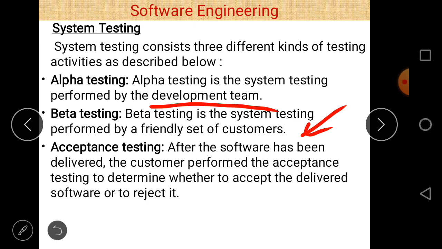The developer cannot be able to find all errors because he knows the functionality of his software very well. So at some points he neglects some things while testing the software. So beta testing is required. Beta testing is done by customers or another person who is not a part of the development.